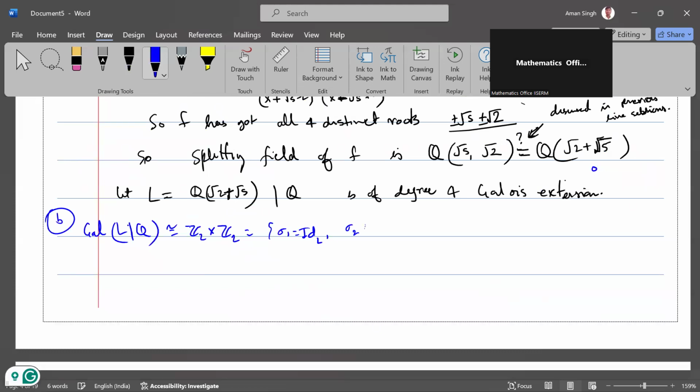I'm just defining where the primitive root is going. Sigma 2 of root 2 goes to minus root 2. Sigma 2 of root 5 goes to root 5. Sigma 3 of root 2 goes to root 2. Sigma 3 of root 5 goes to minus root 5. How am I defining sigma 4? Sigma 4 of root 2 is minus root 2. Sigma 4 of root 5 is minus root 5. These are the four elements.